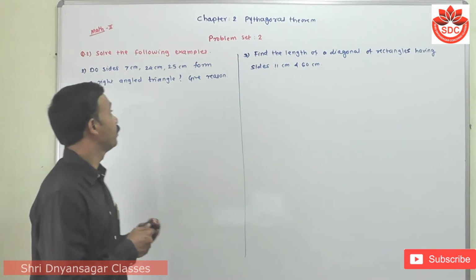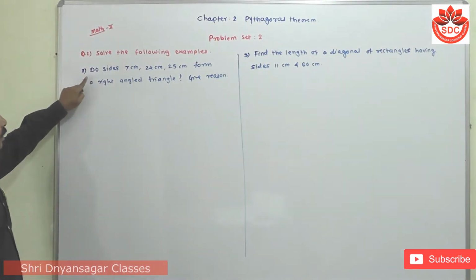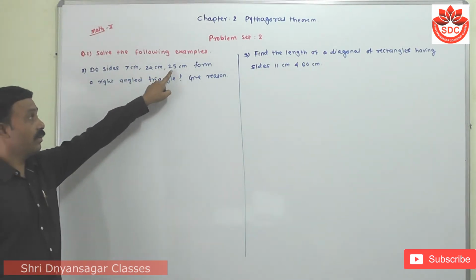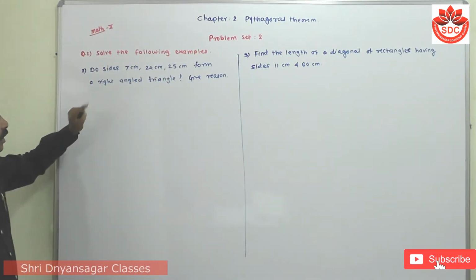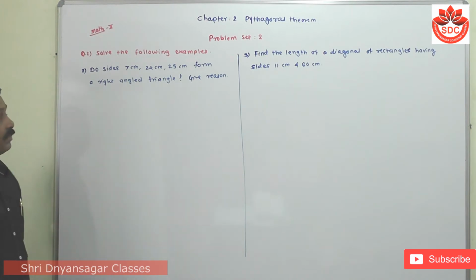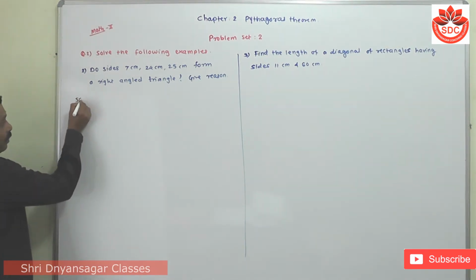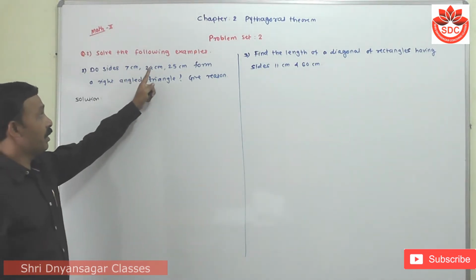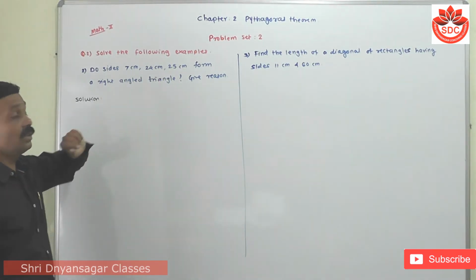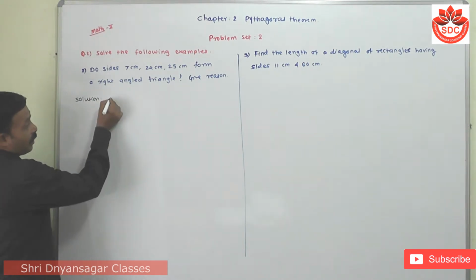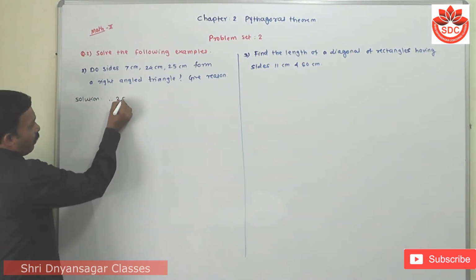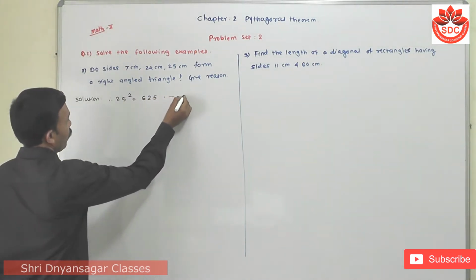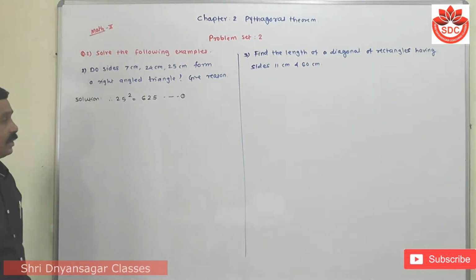The next question is question second. Do sides 7 cm, 24 cm and 25 cm form a right angle triangle? Give the reason. Now its solution. Here, out of these 7, 24 and 25, the largest number is 25. So first I take the largest number squared: 25 squared is equal to how much? 625. Call this equation number first.